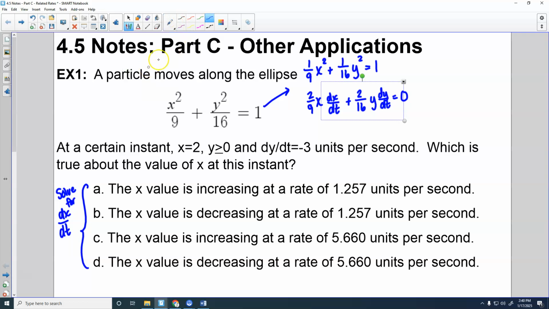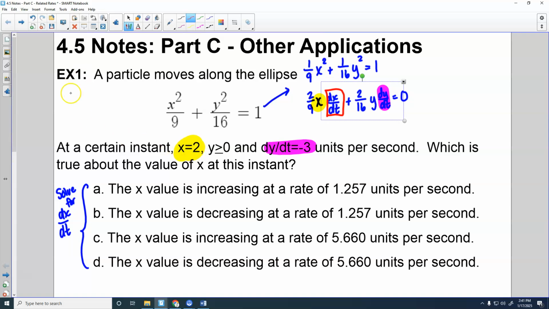Now, they gave us several things. They tell us x equals 2, so we have something to plug in there. dy/dt is negative 3, so we have something to plug in here. We are solving for dx/dt, so this is good. Do they give us y? It's positive, but they don't tell us what the value is. So what could we do to find the y? Plug it into the original.